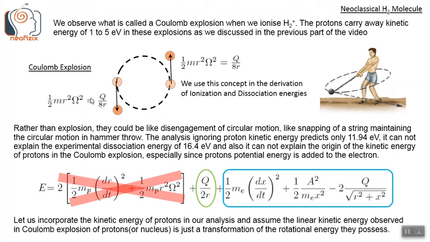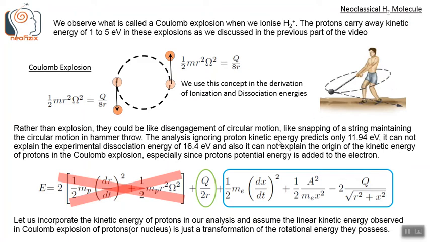And so whenever the Coulomb explosion happens, basically this rotational energy term is converted to a linear kinetic energy term and is carried away along with the protons. The protons basically break from this circular orbit and go along a straight line, carrying the rotational energy term. So rather than an explosion, it could be like a disengagement of the circular motion, like the snapping of a string maintaining circular motion in a hammer throw.